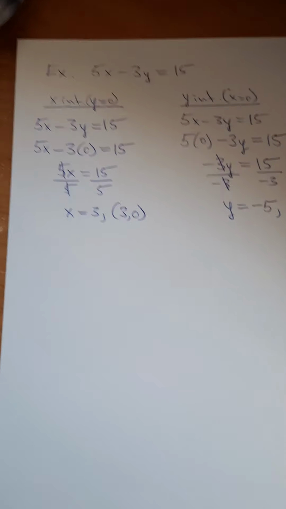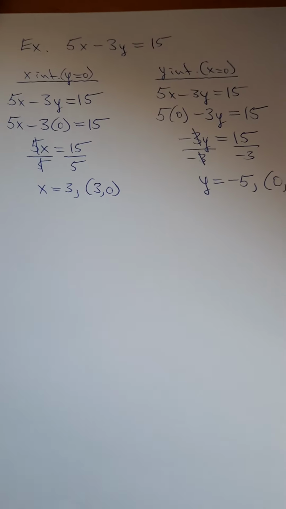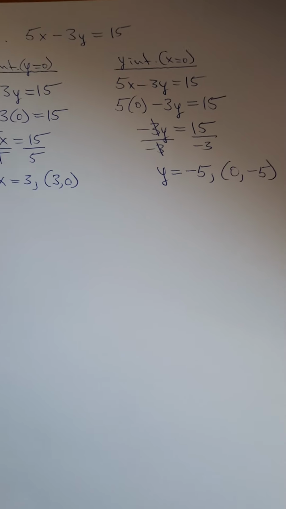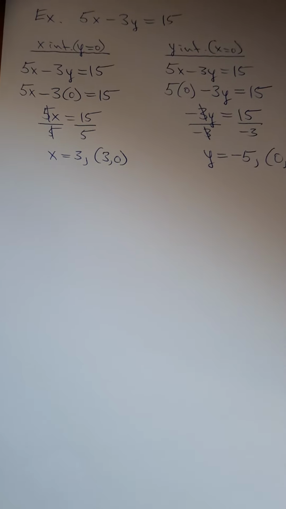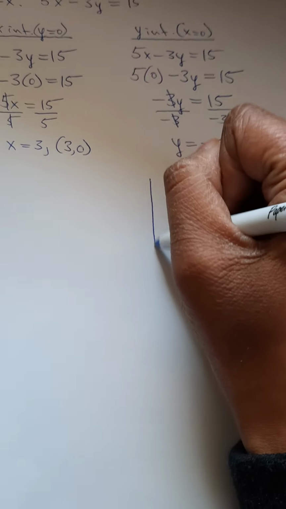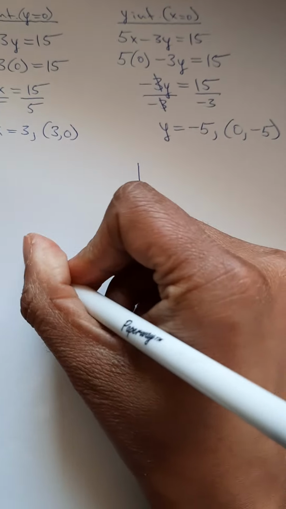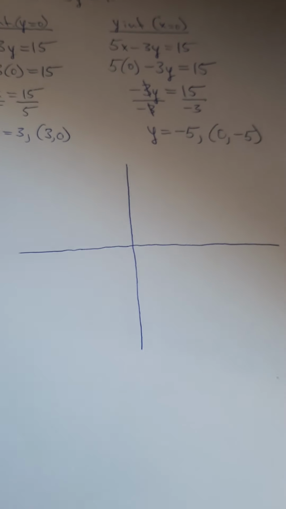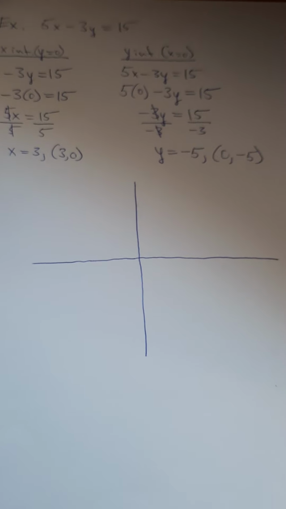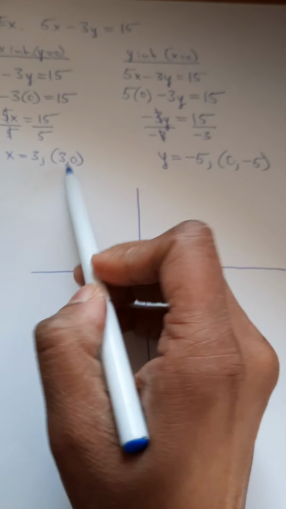So here I can see I have both my x-intercept and my y-intercept, and the reason we are using this method is so that we can graph out this line. Let's draw our sketch here. The x and y intercepts are used to graph the line very quickly. Let's do this point first, which is 3 and 0.